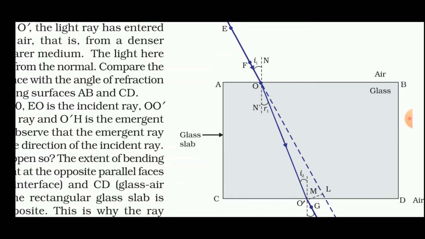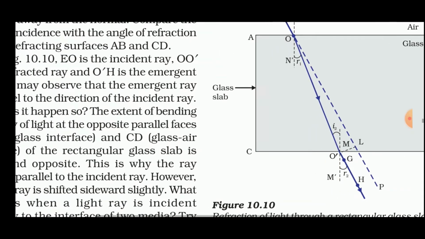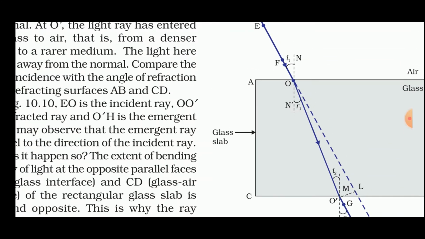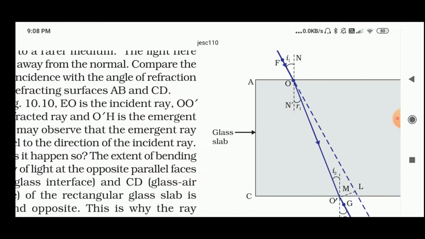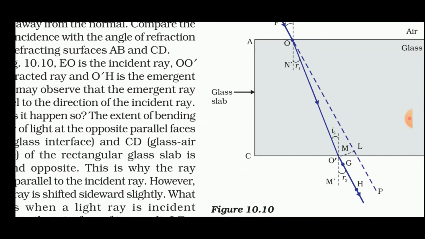Now this ray O dash is the refracted ray, and then this ray of light emerges from this point O dash from the glass slab. So this GH is the emergent ray. So which rays are there? EF is the incident ray, then O O dash is the refracted ray, and then GH is the emergent ray.